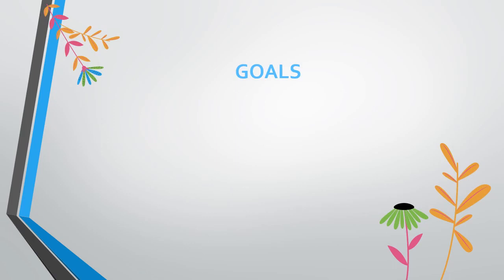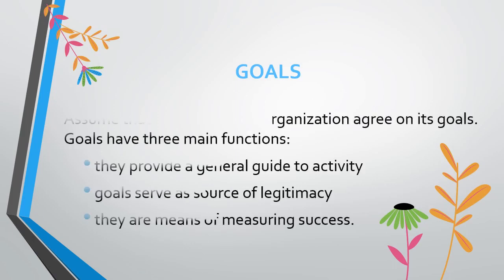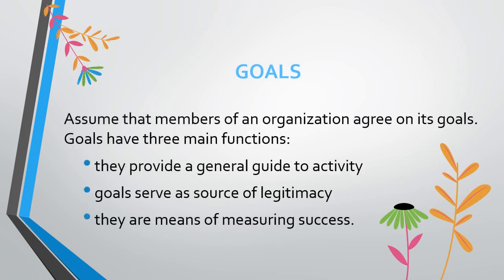Now let's take a look at the goals of collegial models. Collegial models assume that members of an organization agree on its goals. There is a belief that staff have a shared view of the purposes of the institution. Agreement on aims is perhaps the central element in all participative approaches to school and college management.